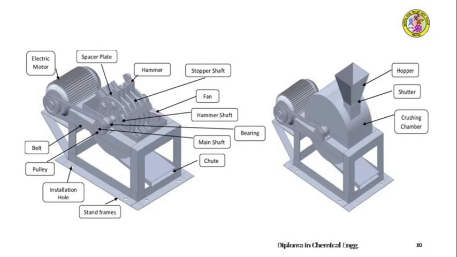This is the diagram showing the 3D view of a hammer mill. On the right side of the slide you can see the outer view of the hammer mill. At the top you have the inlet, then there is a crushing chamber. When you remove the top half of the casing, you can have a look at the parts that are inside the machine.